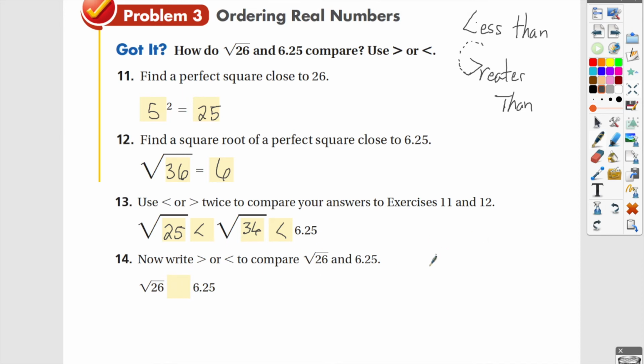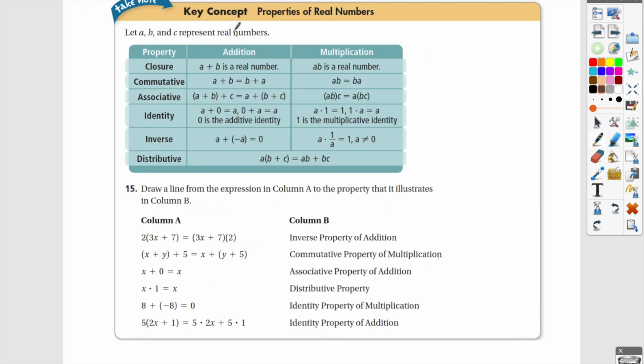Well, if I were to take the square root of 25 and the square root of 36, I would know that the square root of 26 is somewhere in between the square root of 25 and the square root of 36. Since I know it's somewhere in between, but I also know that the square root of 25 and the square root of 36 are less than 6.25, I know that the square root of 26 will be, in fact, less than 6.25. Which brings up the key concept: properties of real numbers.